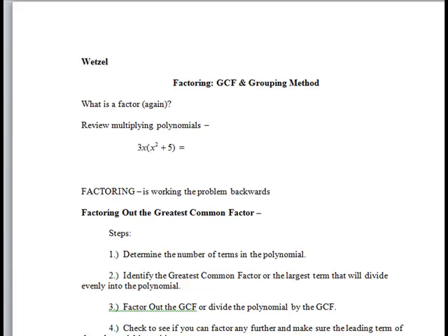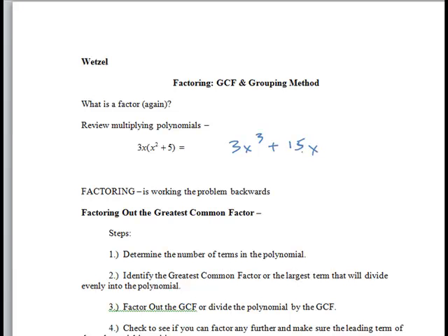Factoring out a greatest common factor and the grouping method. Well, we know the difference between terms and factors. Terms are separated by addition or subtraction. Factors, multiplication, division. We've already reviewed how to multiply polynomials. For instance, 3x times x squared plus 5. Distribute that 3x gives us 3x cubed plus 15x.